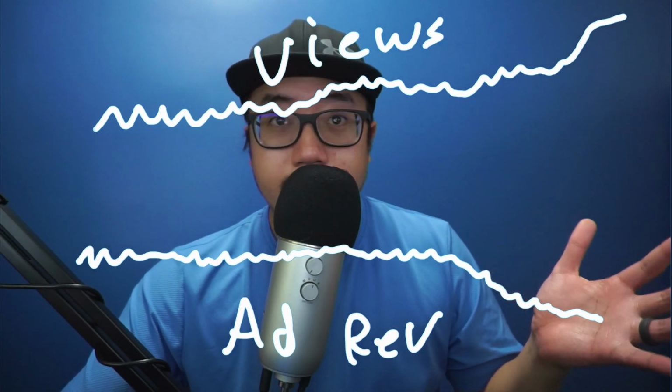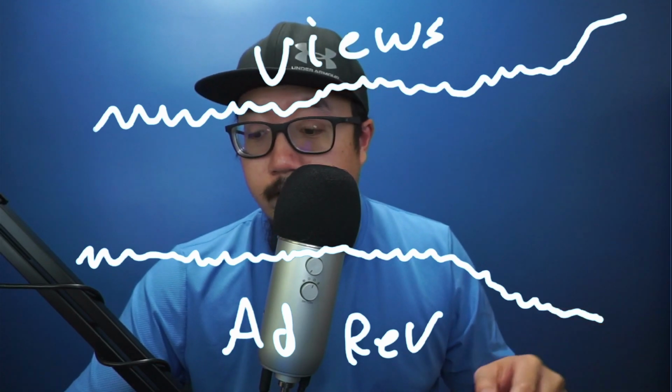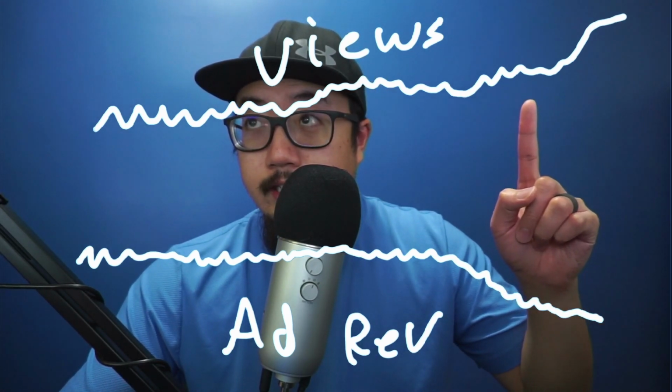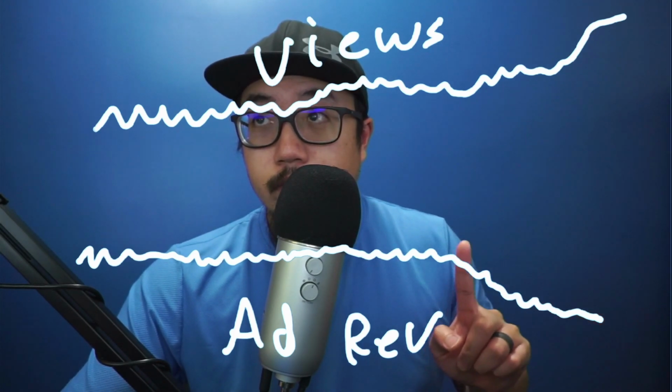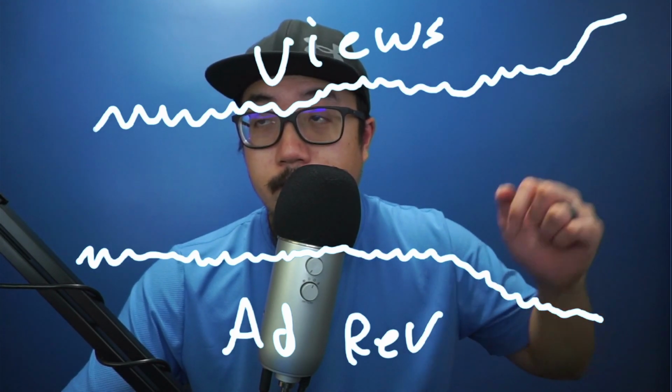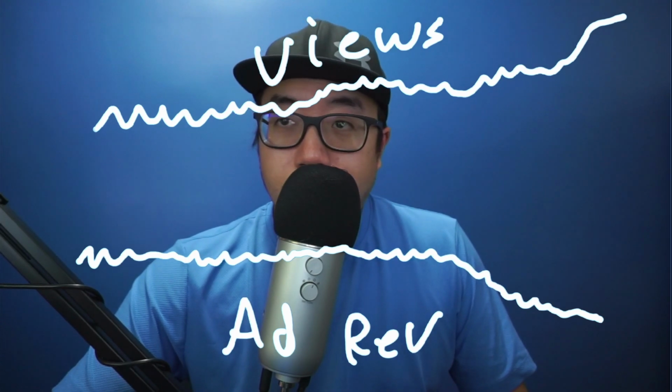Like it just doesn't really make sense. You would think the views, as they continue to go up, the ad revenue would also continue to go up instead of down. So a little bit confused as to what's going on.